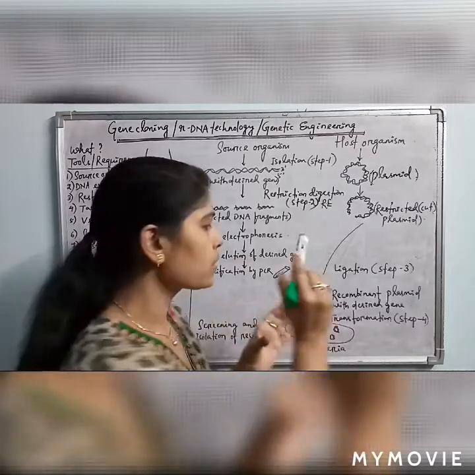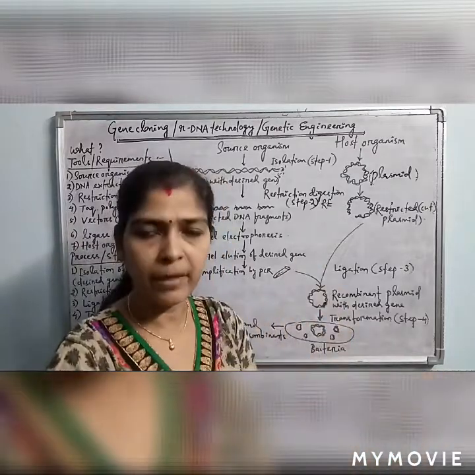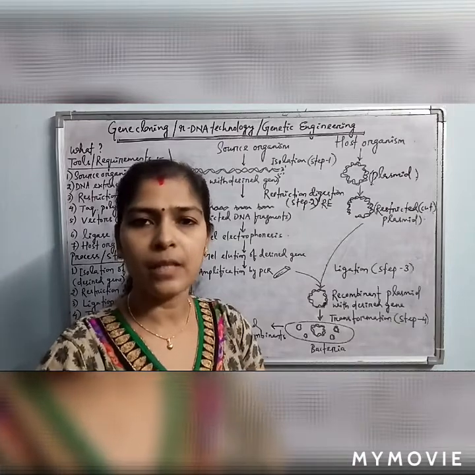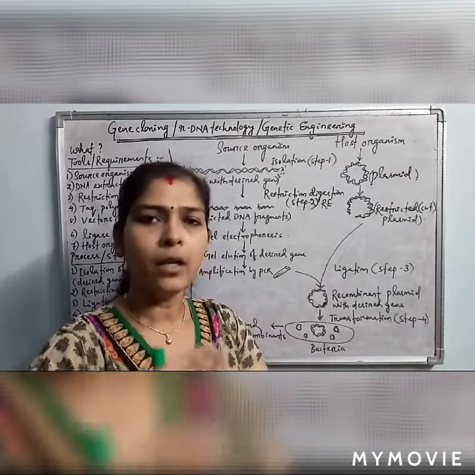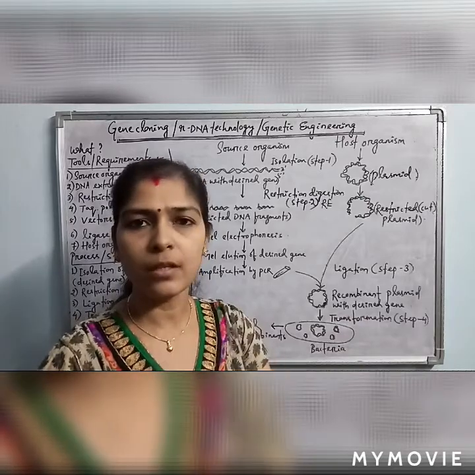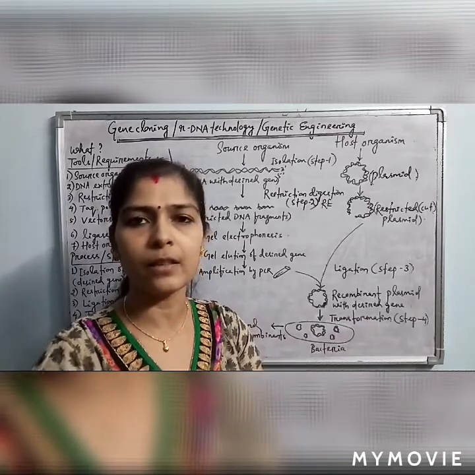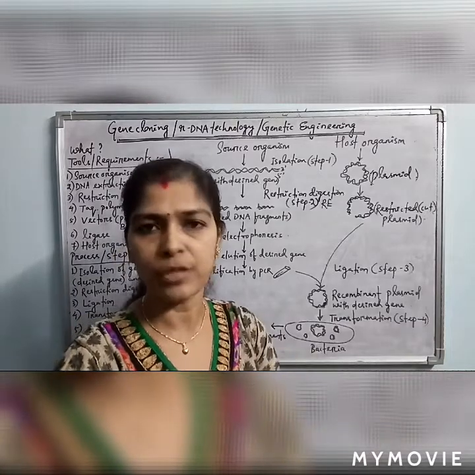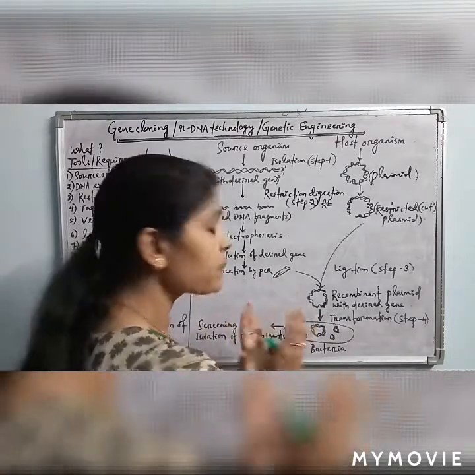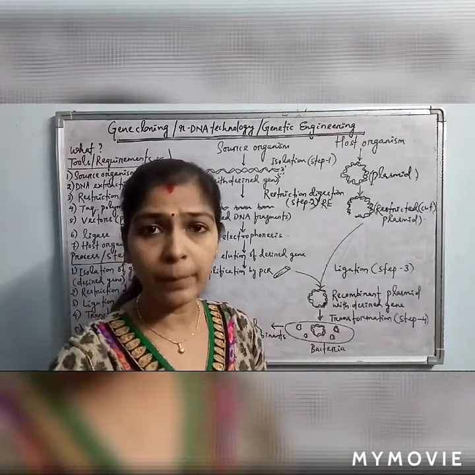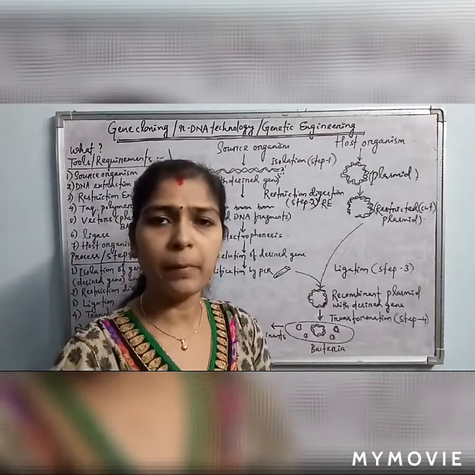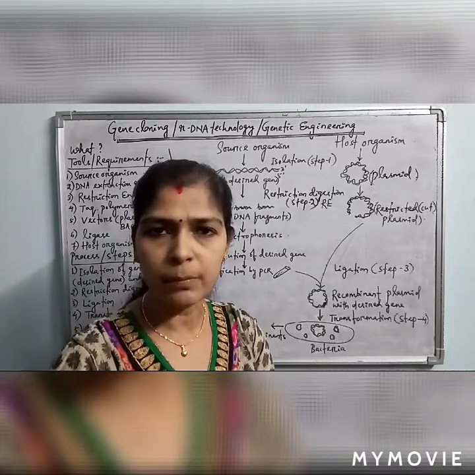This recombinant plasmid solution is mixed, and there will be competent cell preparation also by adding calcium ions, and by temperature fluctuation there will be perforation in the bacterial cell wall, so they can easily take the recombinant plasmid from the solution. But not all these bacteria will have the recombinant plasmids. Some of the bacteria will have only the plasmid without the desired gene.